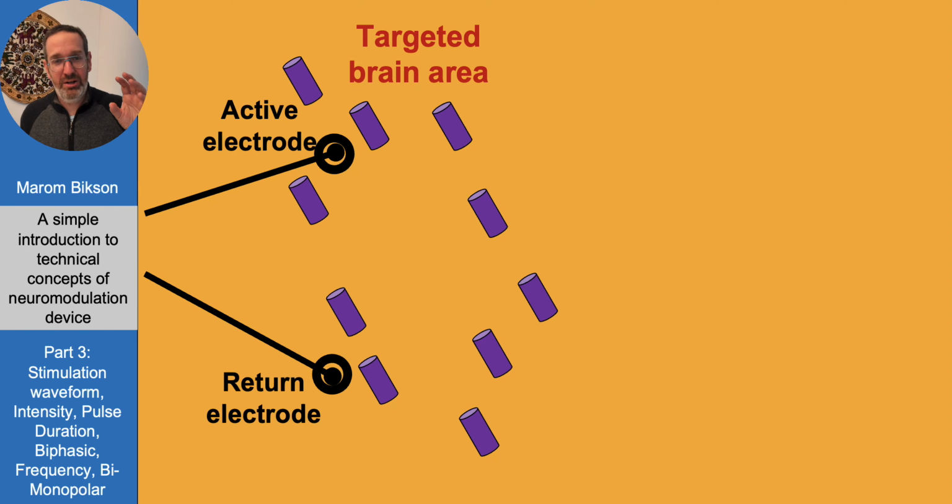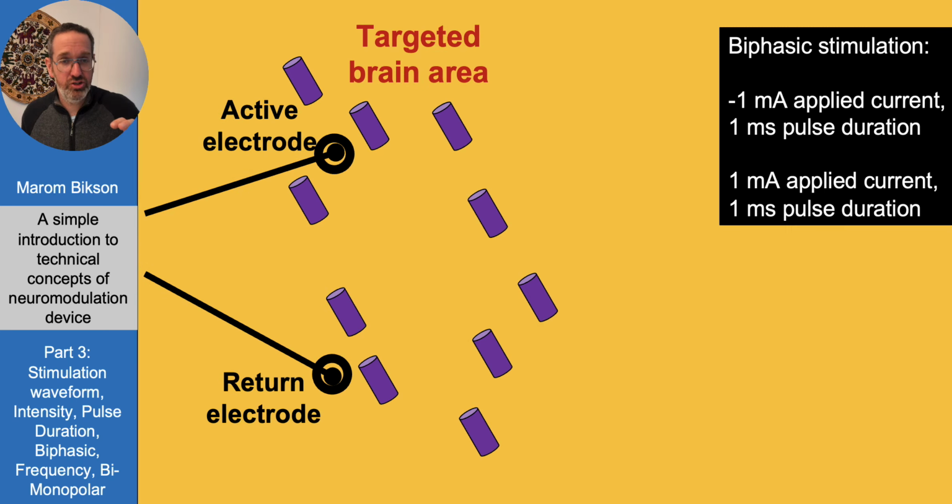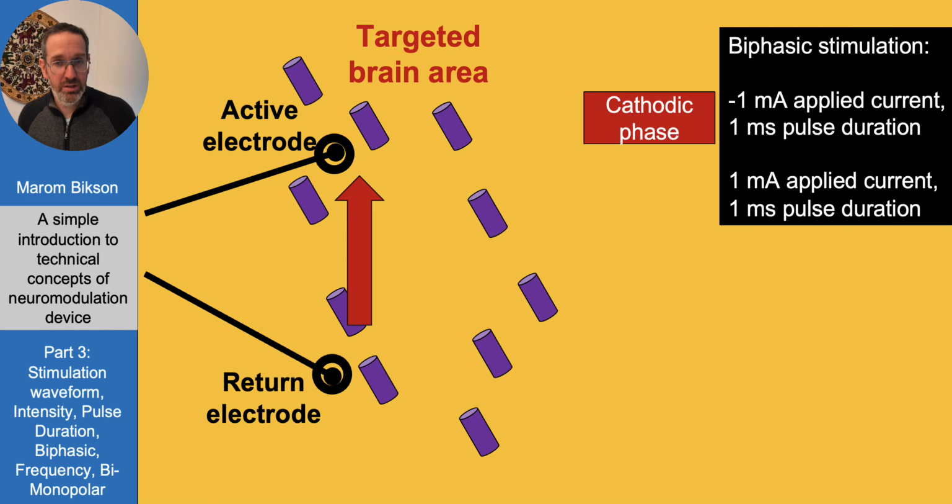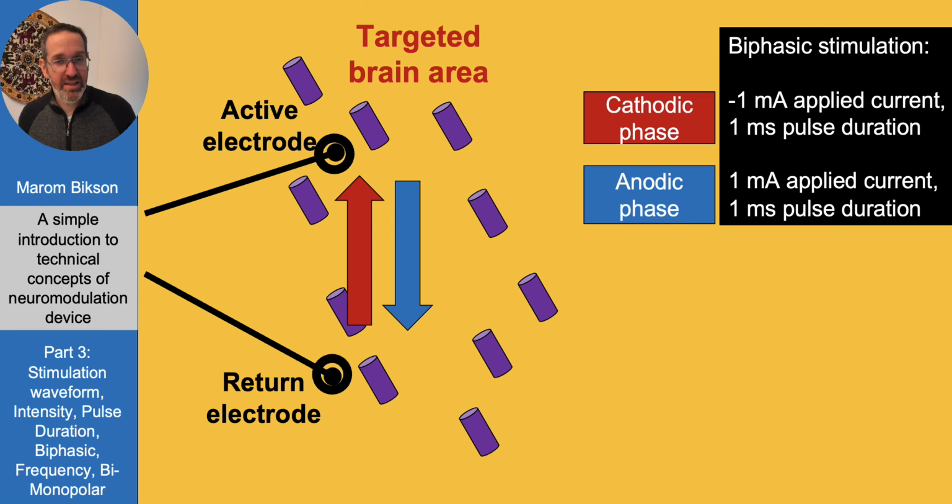So now we can talk about an active electrode and a return electrode. These are arbitrary terms. The active electrode is near the targeted region. And now let's imagine that we're doing biphasic stimulation. All right. We lead with the cathodic phase. That means that the active electrode is first negative. It is drawing current in. Let's say that lasts for 1 millisecond. And then a little while later, we turn that off. We switch to the anodic phase, which means the active electrode is now pushing current out. Again, let's say for 1 millisecond as well.